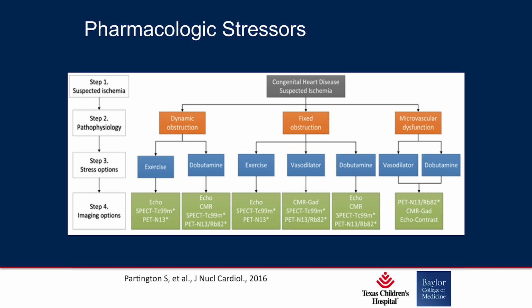So this is just a slide that I oftentimes will show at these conferences. I think it outlines very nicely what our thinking is for our pharmacologic choice. When you look at the dynamic obstruction, we're typically using dobutamine. However, if we think that there's much more likely to be a fixed obstruction that's leading to the pathophysiology, we'll usually use a vasodilator, in this case, regadenoson.